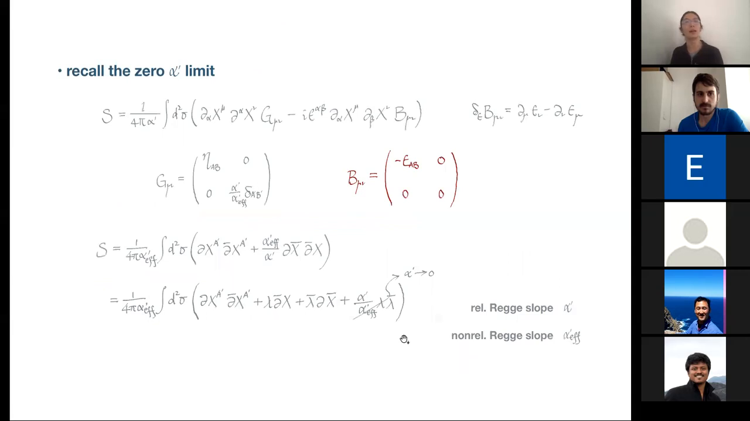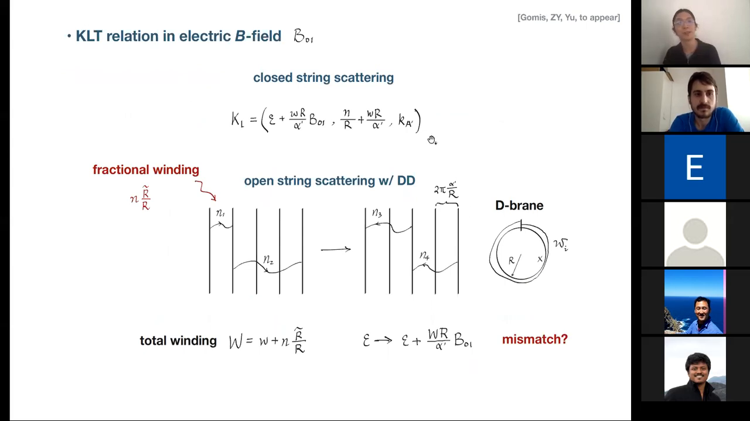But in order to make contact with non-relativistic string theory, we know that for one, we need one compactified circle in the spatial direction. But then if we want to get non-relativistic string theory from this low energy limit by sending alpha prime to 0 in relativistic string theory, as I explained earlier, we also need some background Kalb-Ramond field. And again, the KLT relation in a background field was not really explored that much in the literature.